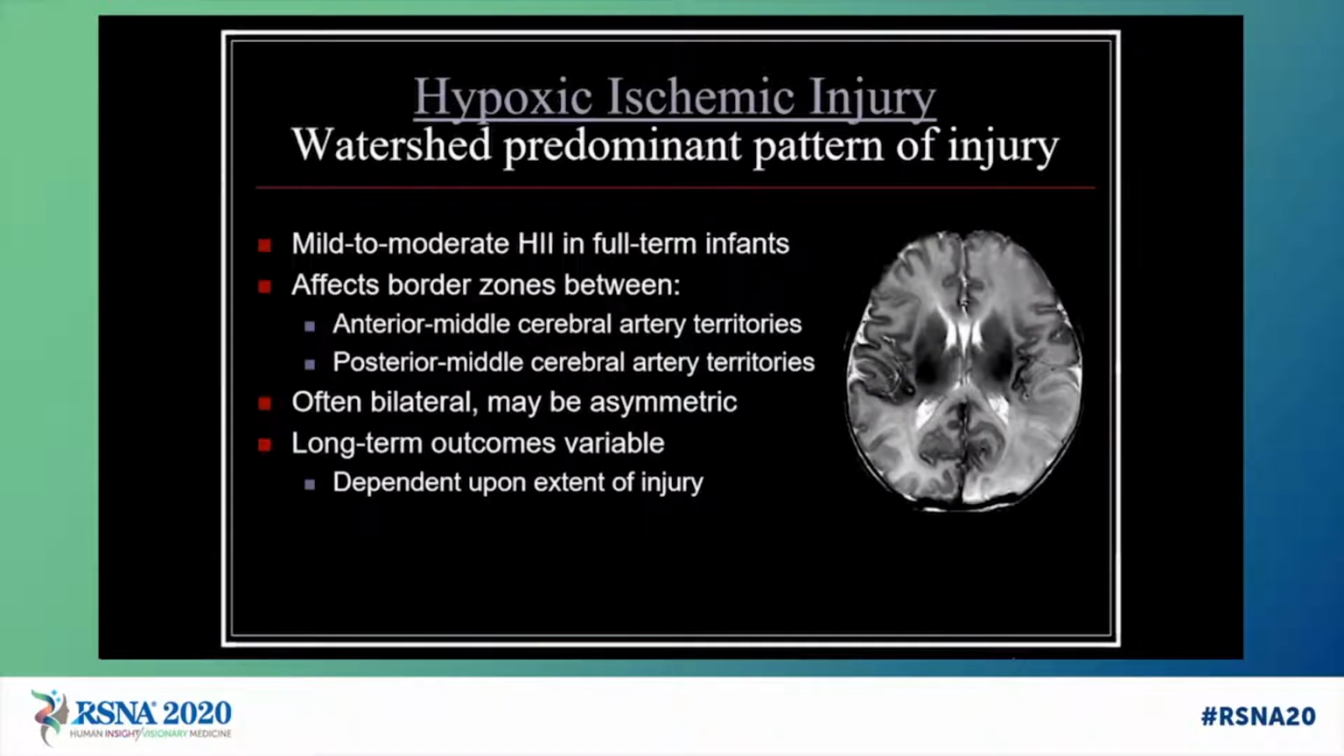And looking at mild to moderate hypoxic ischemic injury in full-term infants, we're going to see the watershed predominant pattern of injury. And this is going to affect the border zones between the anterior, middle, and posterior middle cerebral artery territories. If you have a central cause, which oftentimes we do, the findings are typically going to be bilateral, but they may be asymmetric. And the long-term outcomes are variable. It just depends where on that spectrum from mild to moderate you fall in terms of the hypoxic ischemic injury.